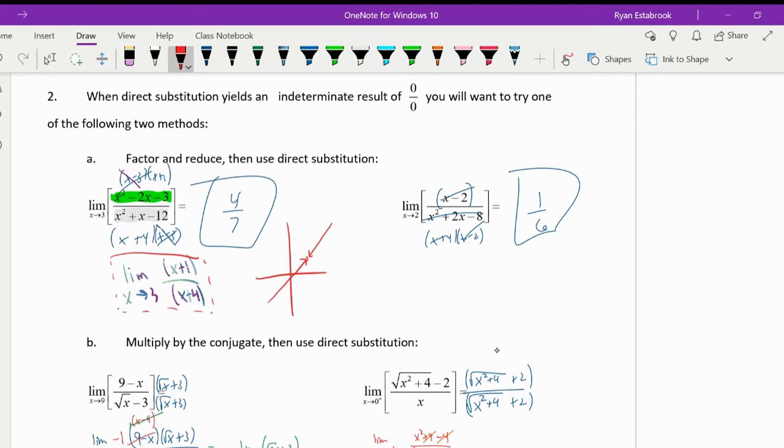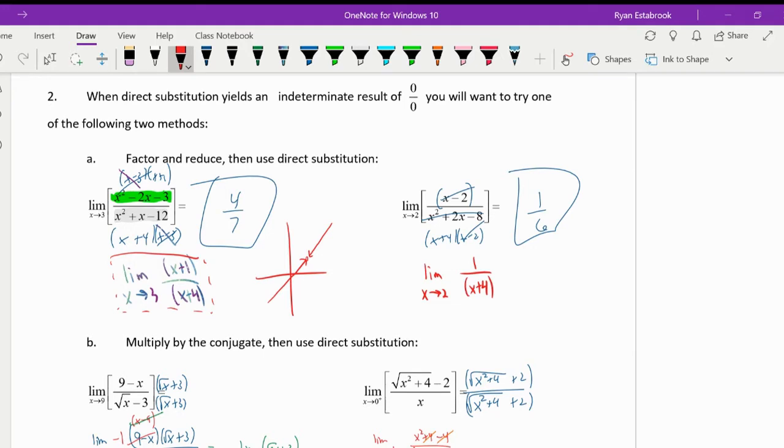And the next one, if you plug 2 in for x, you get another value of 0/0. So if you factor, you can simplify by dividing the numerator and denominator both by x minus 2. That makes this become the limit as x approaches 2 of 1 over x plus 4. Now when you plug 2 in, you get 1/6. So our limit is 1/6.